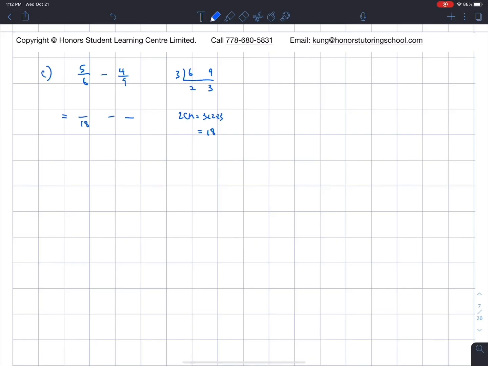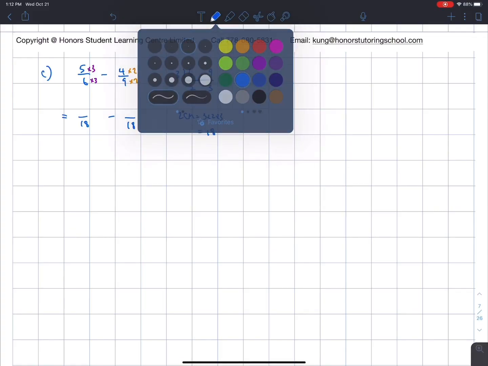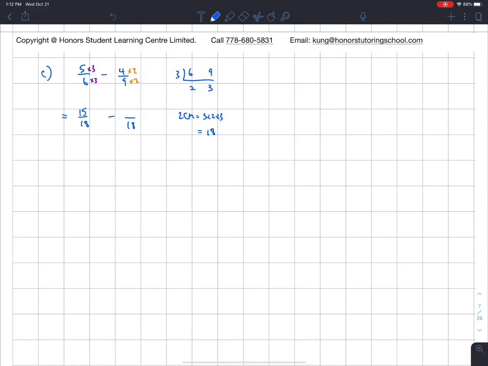Now I need to make both denominators equal 18. Because 6 times 3 is 18, I can do the same to the numerator. And 9 times 2 is 18. Again, I need to do the same thing to the numerator. So 5 times 3 is 15. 4 times 2 is 8. And now I can subtract them. 15 minus 8 is 7. I have 7 over 18.